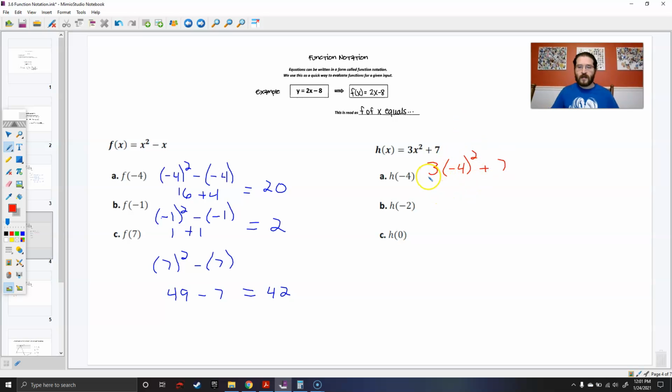All right, so what's this going to look like? First, we got to square this first. So it's going to be like 3 times negative 4 squared. It's going to be positive 16 plus 7.